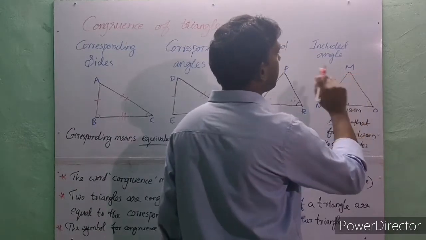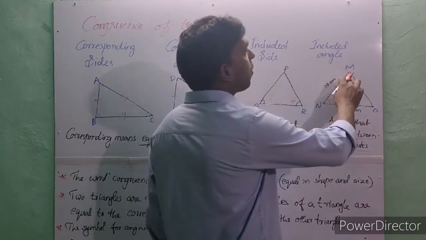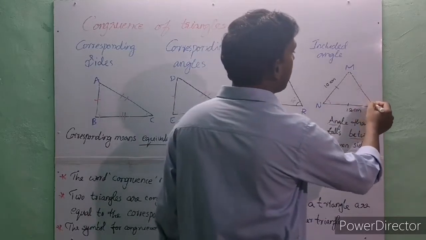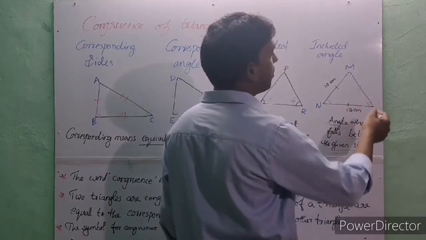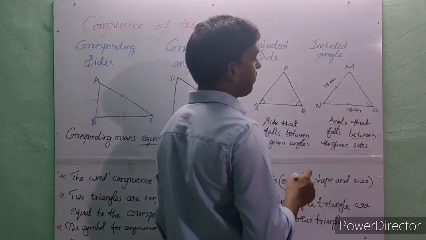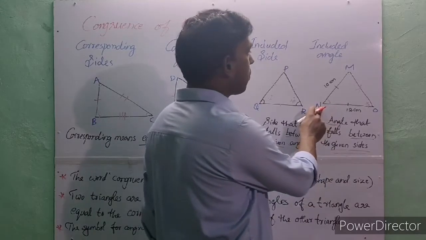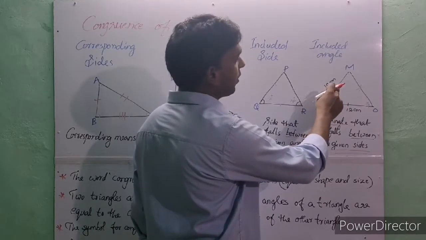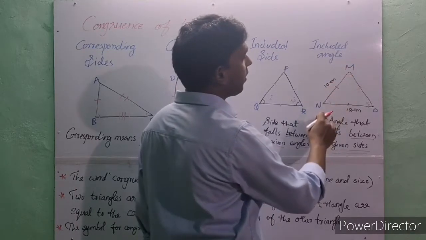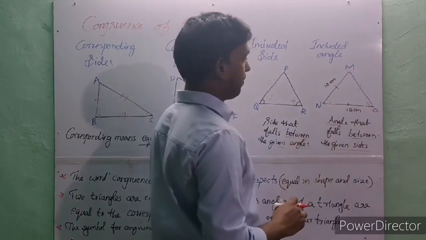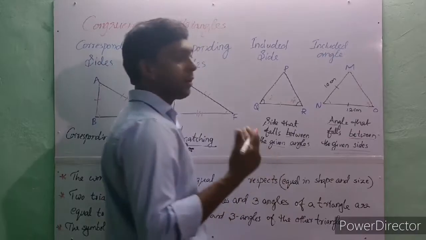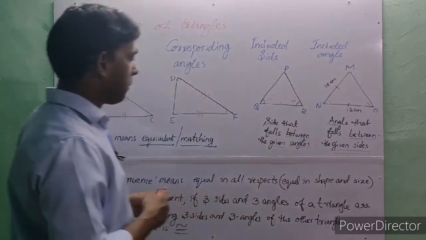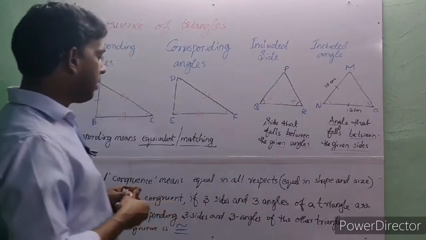Angle M cannot be called the included angle. Why? Because this side is not given. Angle O cannot be called the included angle because this side is not given. Only angle N can be called the included angle because its two sides are given, side MN and side NO. So the angle that falls between given sides is called the included angle. So hope it is very clear to you.